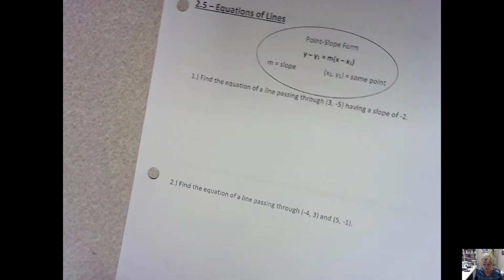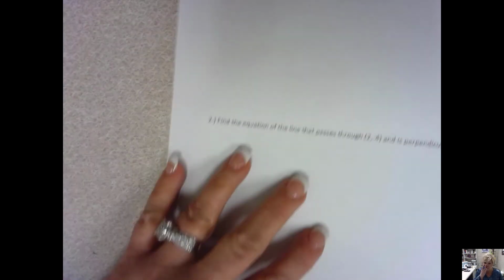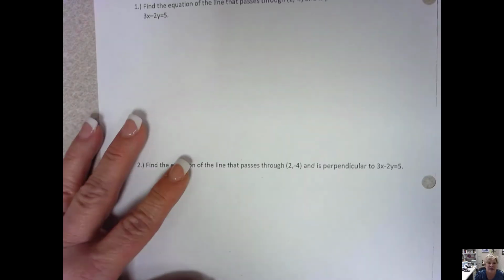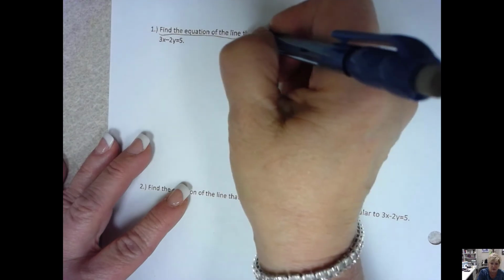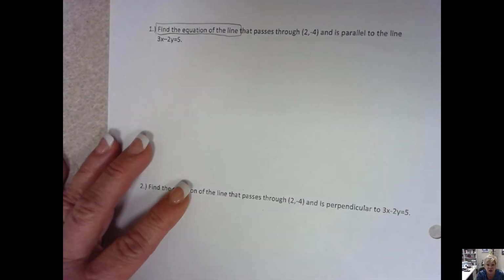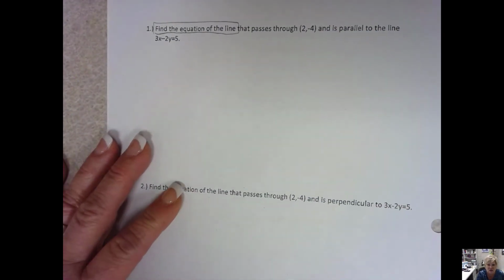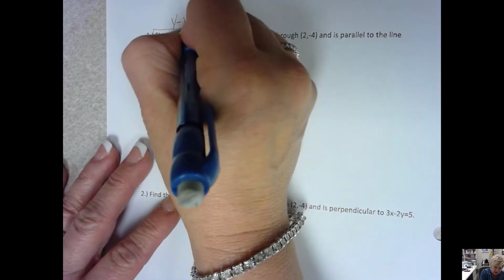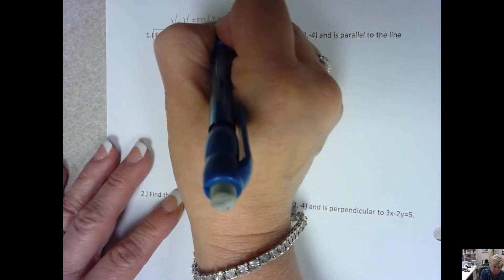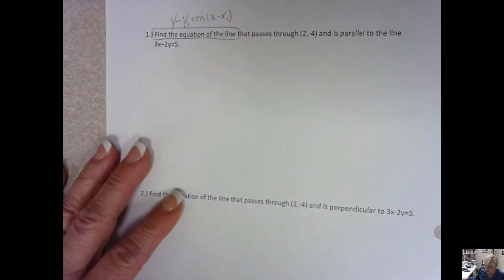So let's work a couple of those. That's on the back sheet. Find the equation of the line. So there's that trigger again, the target. It tells you what to do. You should know right away that you're going to use this form. Remember our little flow chart.